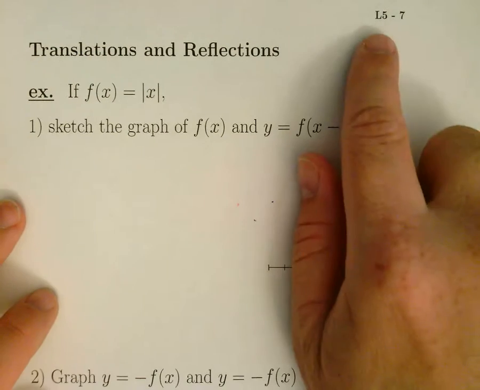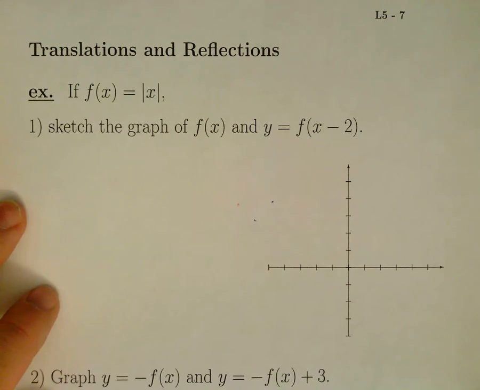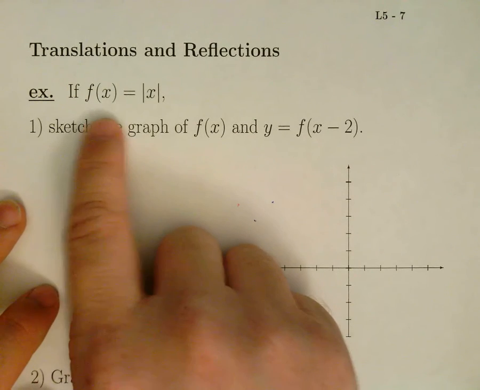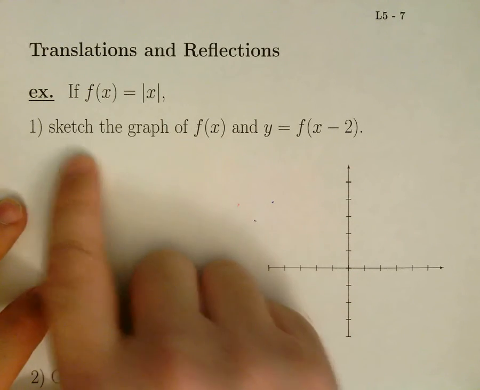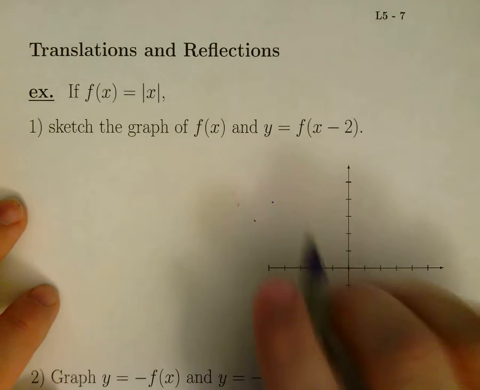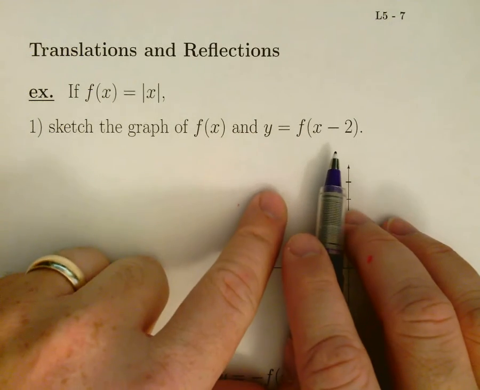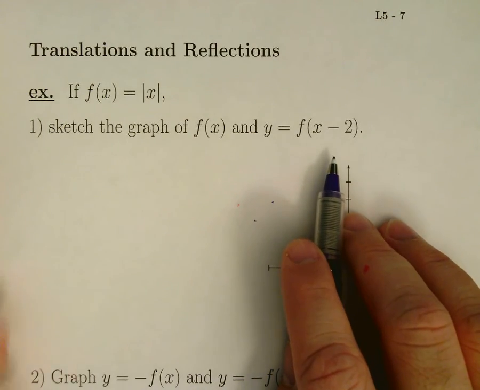Okay, so this is Lecture 5, page 7, Translations and Reflections. So let's go ahead and start off with f of x is equal to the absolute value of x. Now what I want to do is sketch the graph of what happens if I put in x minus 2 inside. So this is what happens.